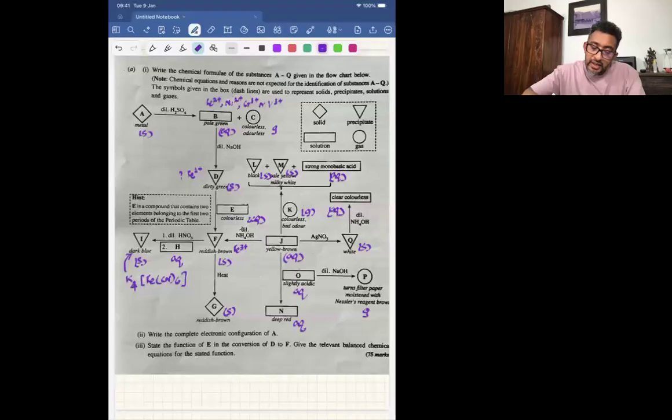Then you have L, M, strong monobasic acid, yellow brown color, silver nitrate, white precipitate dissolving in a clear colorless solution. That means definitely chloride ions are there. Maybe. So you get AgCl, silver chloride. Clear colorless solution means diamine complex.